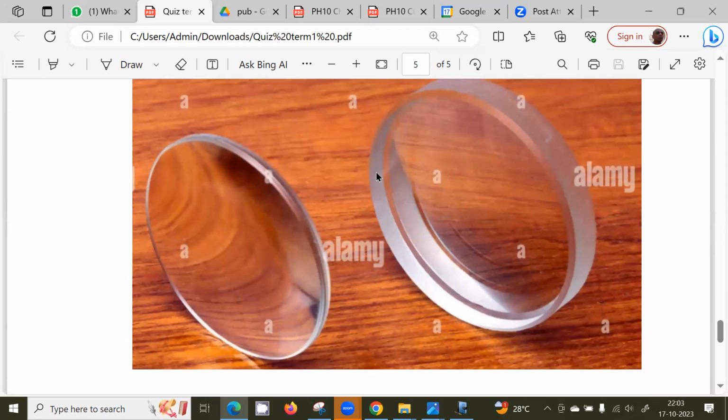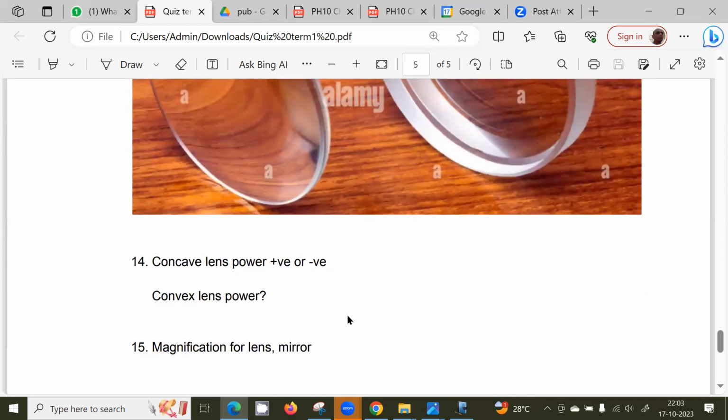So this is a concave lens, and this is a convex lens. In the convex lens, the middle part is thick, and in the concave lens, the outer part is thick. Okay, so here you can see the rings here. And the power of a concave lens and a convex lens, power is nothing but 1 by f, right?